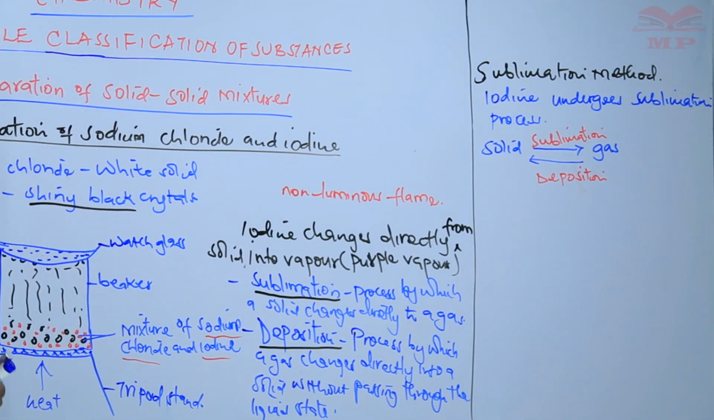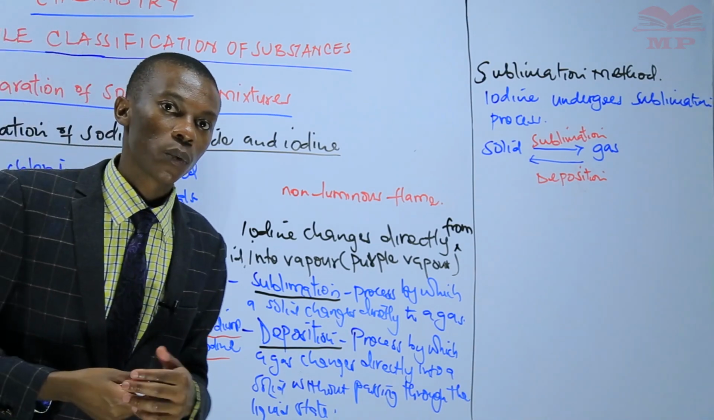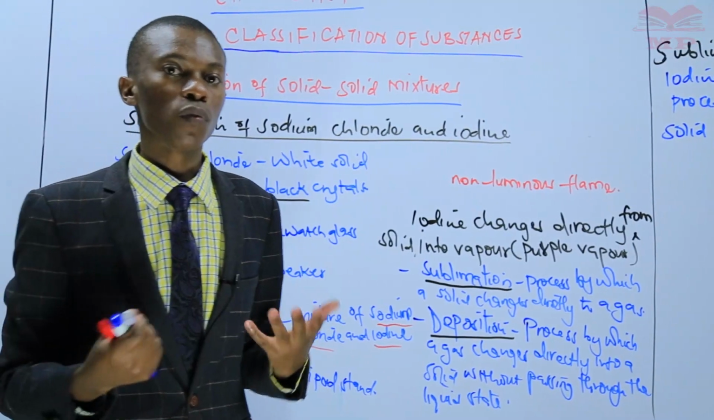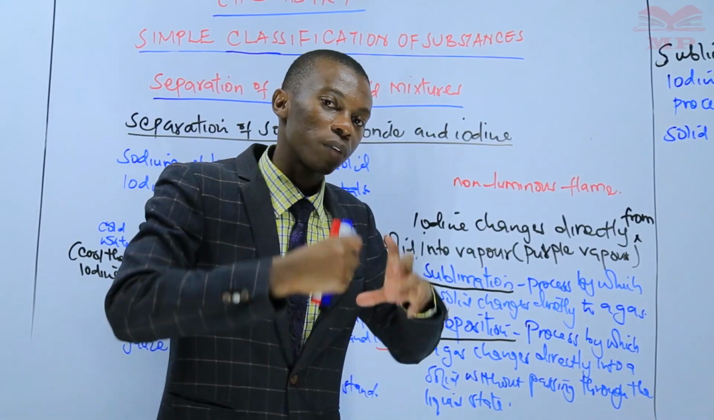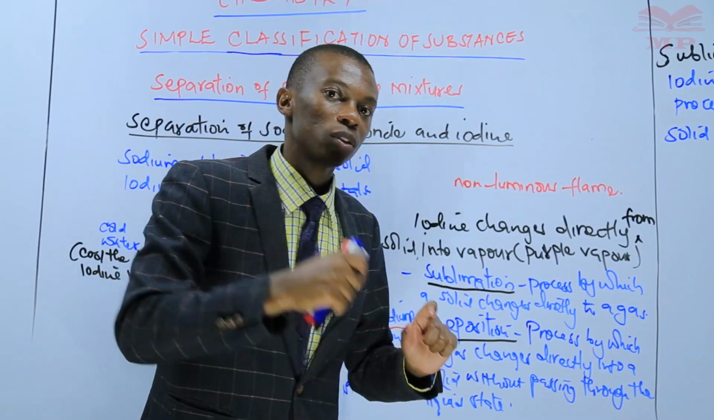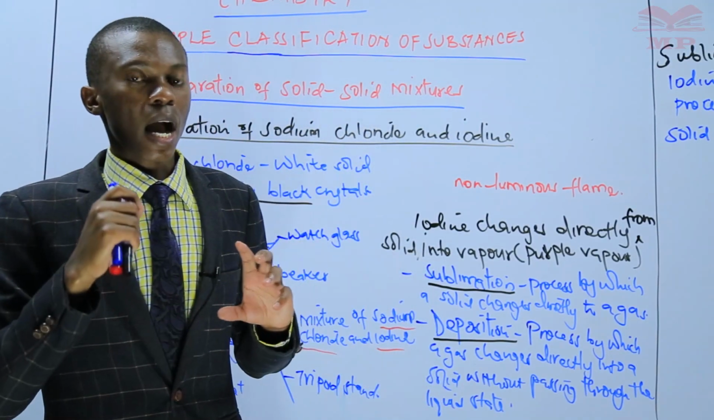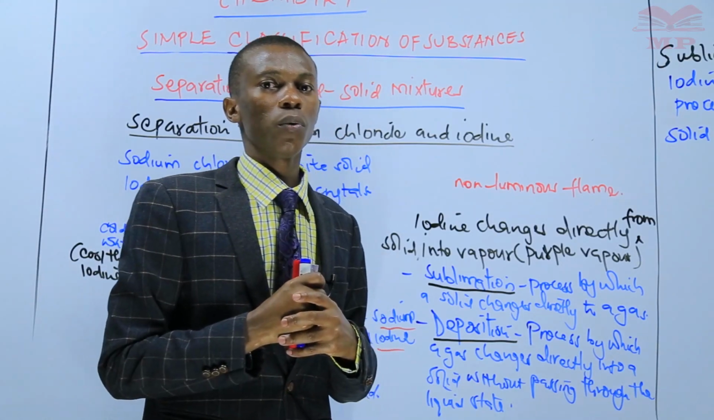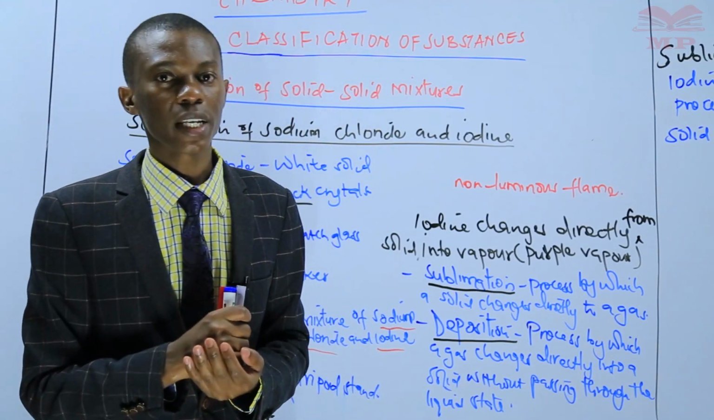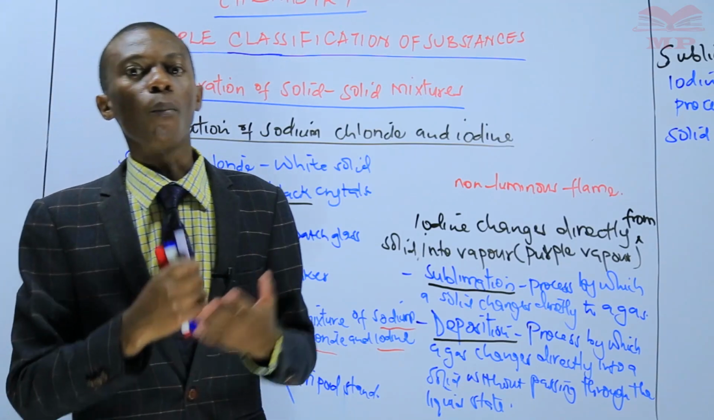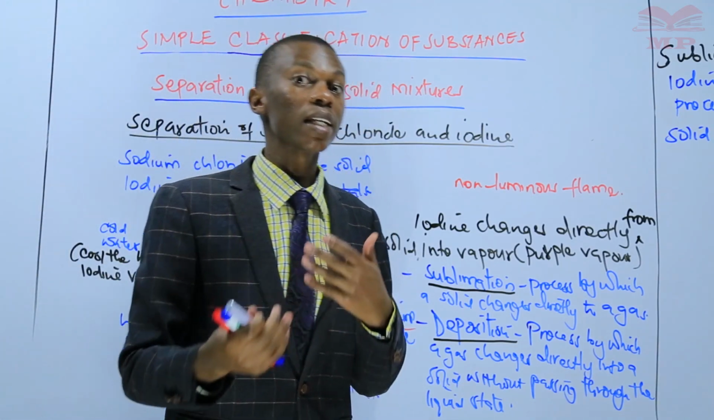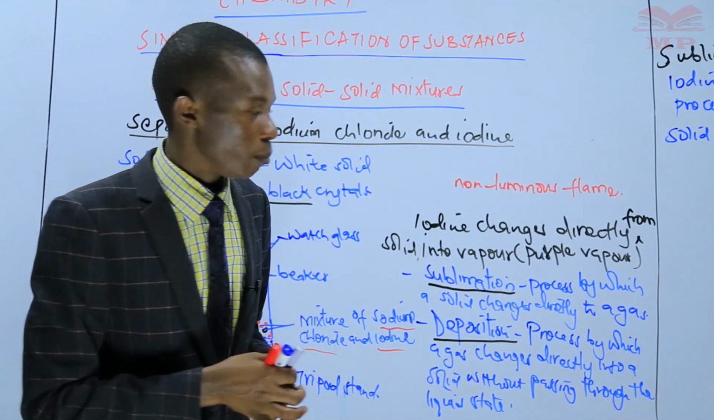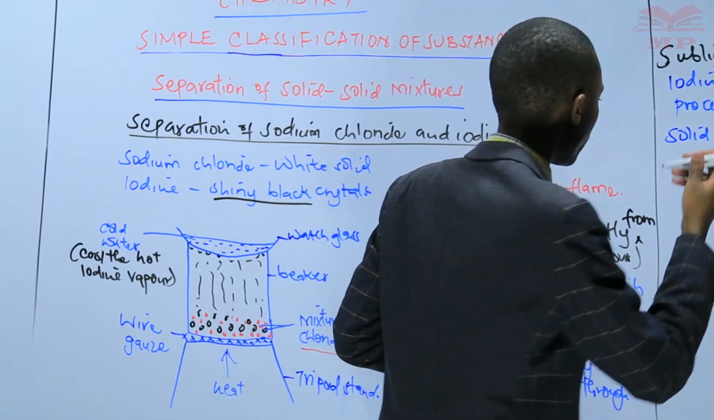I want to give you other examples of substances which can undergo the same process. Other examples of those substances which can change from solid to gas directly include aluminium chloride and anhydrous iron 3 chloride. We have solid carbon dioxide. We have ammonium chloride. Those are just other examples of substances which can undergo sublimation process. Maybe we can include them in our list.